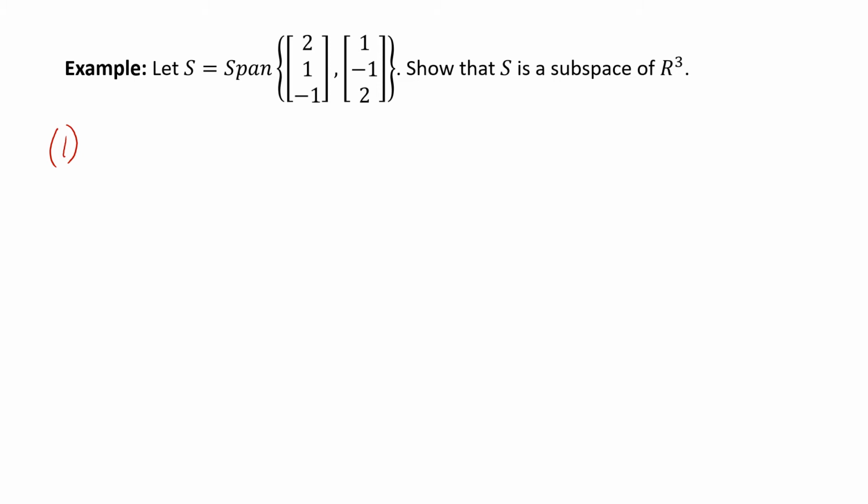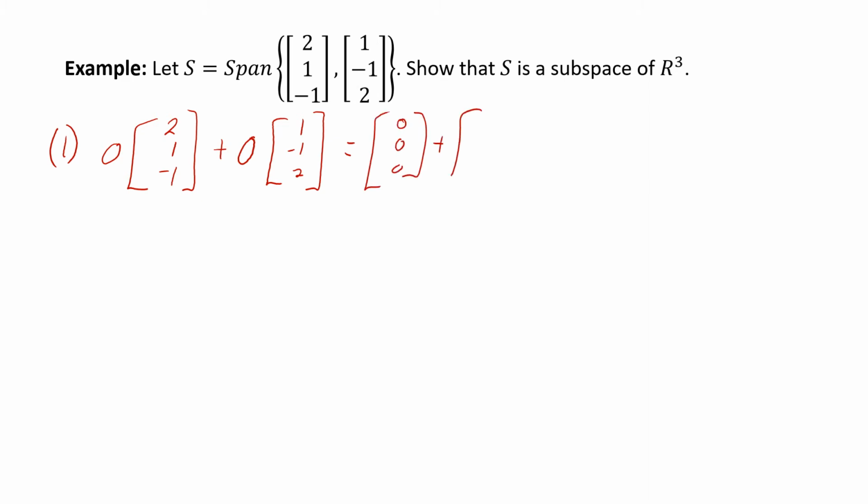Well, what is the definition of the span of two vectors? It's the linear combination of the vectors. So if we take 0 times the first vector plus 0 times the second vector, what's that equal to? It's equal to the 0 vector plus the 0 vector, which is equal to the 0 vector. So the 0 vector is a linear combination of those two vectors. So it's in the set.